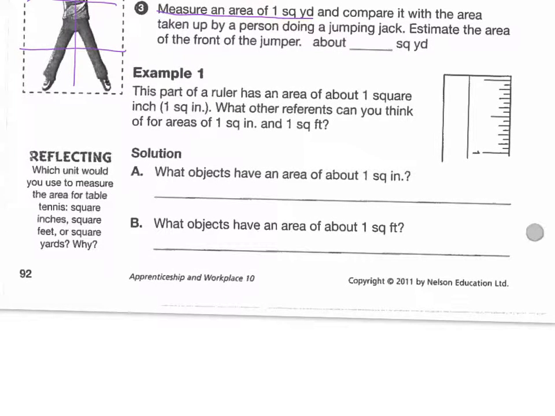So next little bit here, what objects have an area about 1 square inch? Your thumb is about 1 inch wide, so your thumb might be about a square inch. A loonie is about a square inch. A toonie, about a square inch. What objects have an area of about 1 square foot?